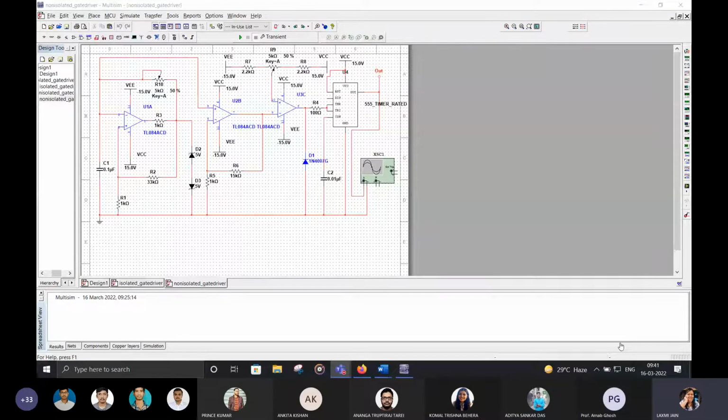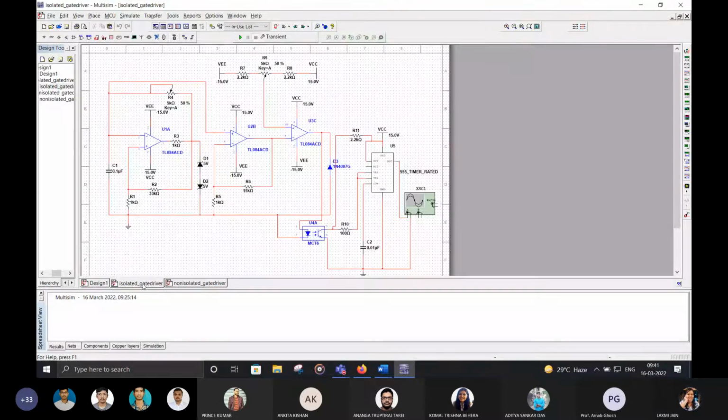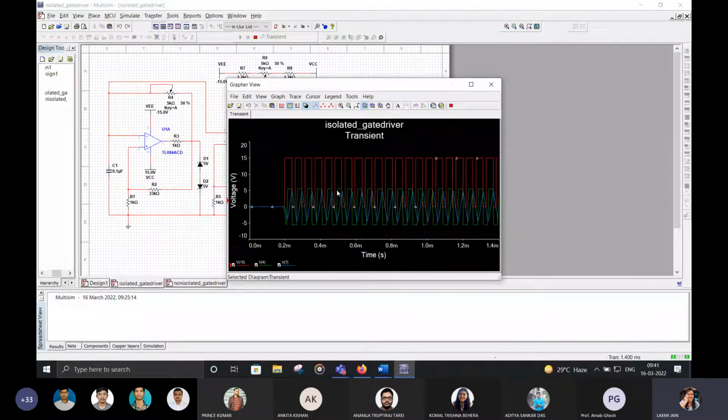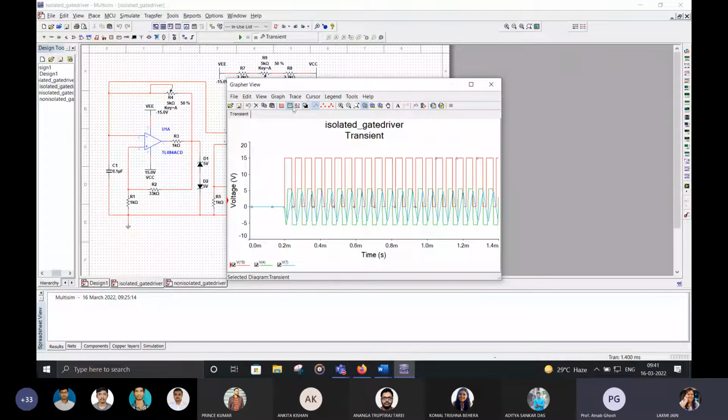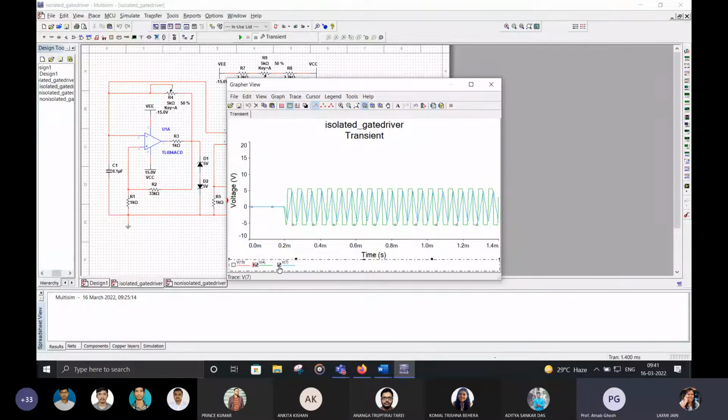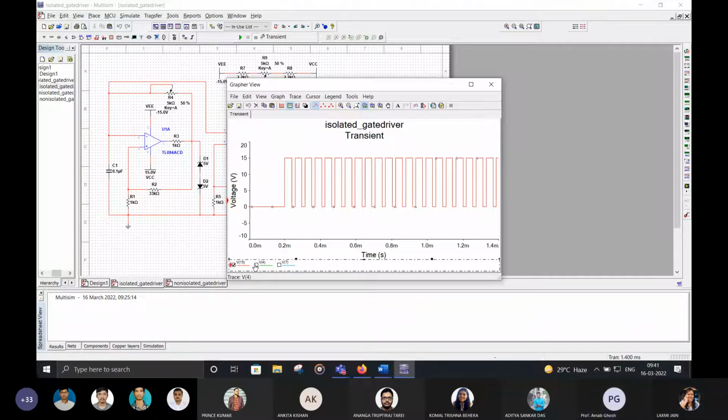This one is for non-isolated and this is for isolated one. For isolated, I'm getting this as output. This is the output from the first op amp, this one is from the second op amp, and this one is from the third op amp.